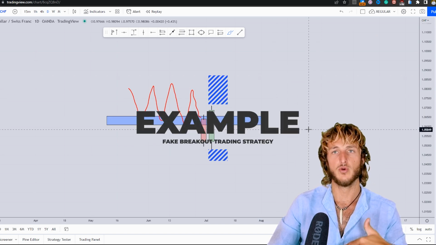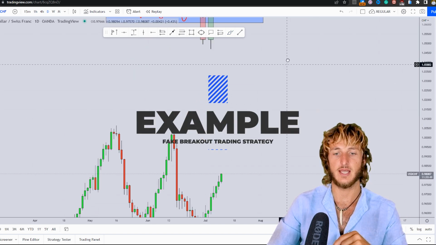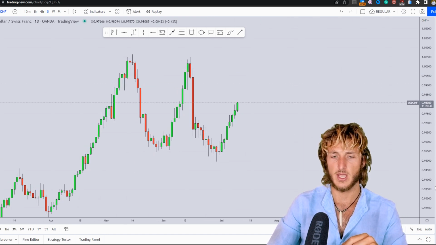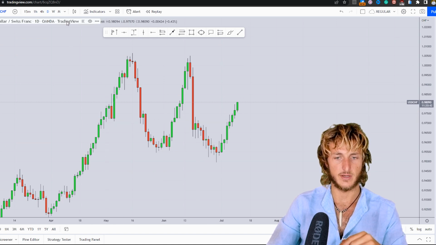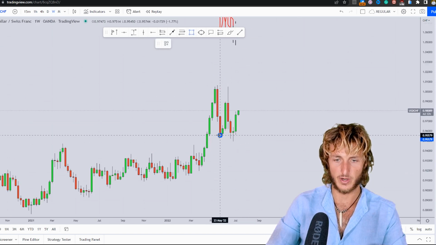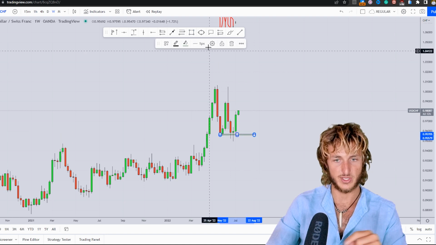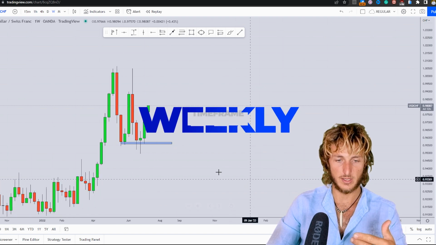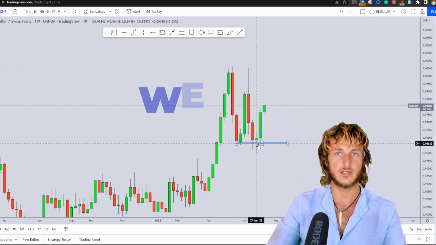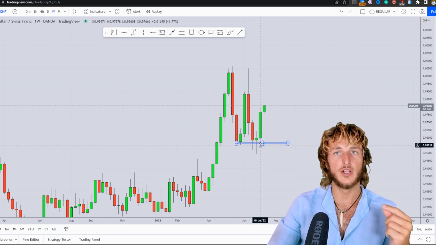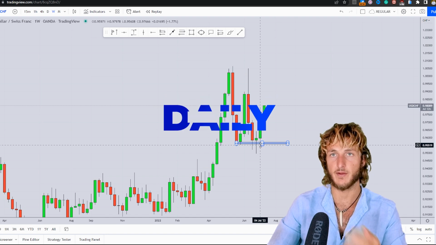Now, if we move to an actual chart to see how you could incorporate that into a fake breakout trading strategy itself, let's take, for example, USD CHF, because a fake breakout just happened here. Here in the weekly time frame, it was very clear that we were at weekly support, okay? Which brings me to a very important point. If you have a support level on the weekly time frame that is looking to be confirmed and respected, most likely on the lower time frame, which is the daily, you will have a fake breakout.